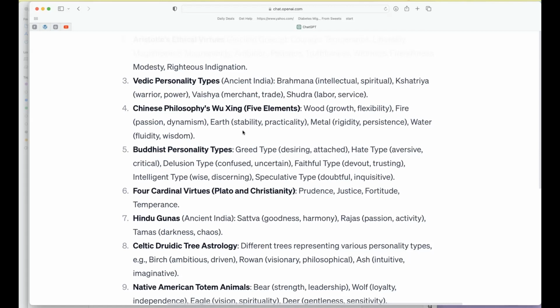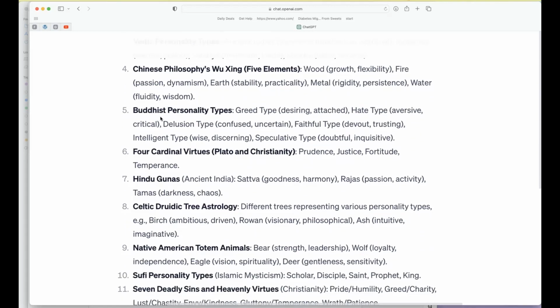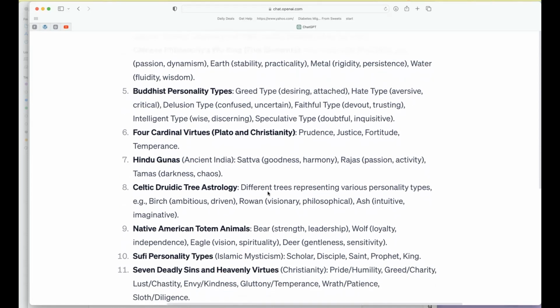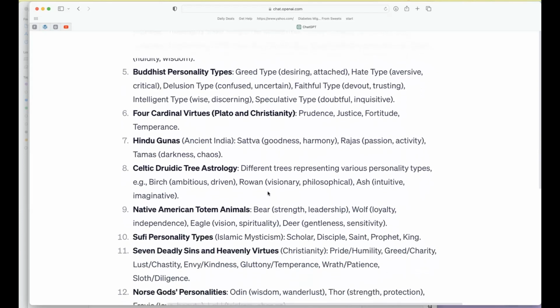Okay, we already talked about the Chinese philosophy, five elements, but Buddhist personality types: greed, hate, delusion, faithful, intelligent, and speculative. So that seems like there are three negative types and three more positive types. And I wonder if there are blendings of these. Okay, four cardinal virtues. Hindu gunas. Oh, we already talked about that, Thomas.